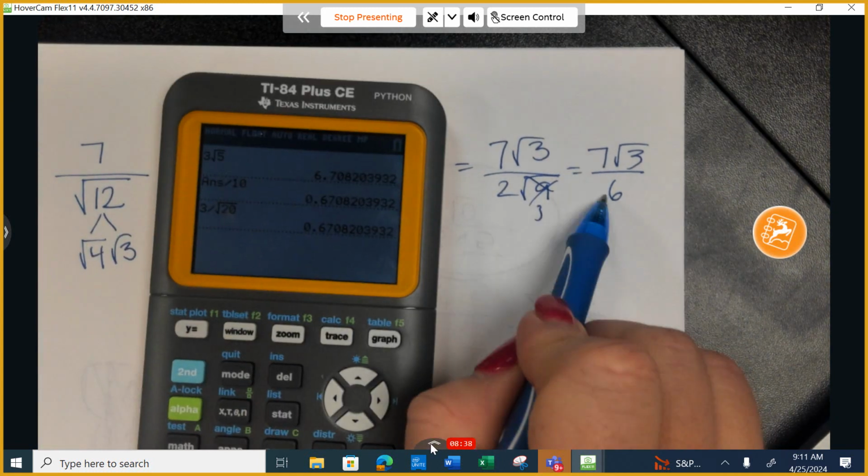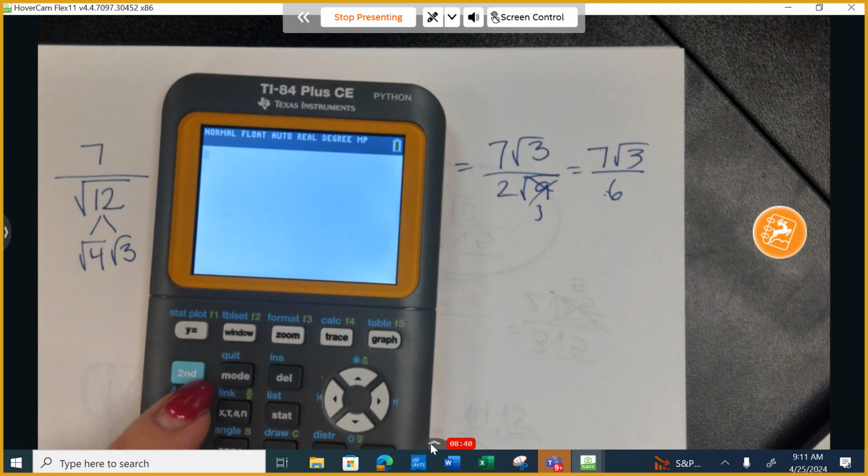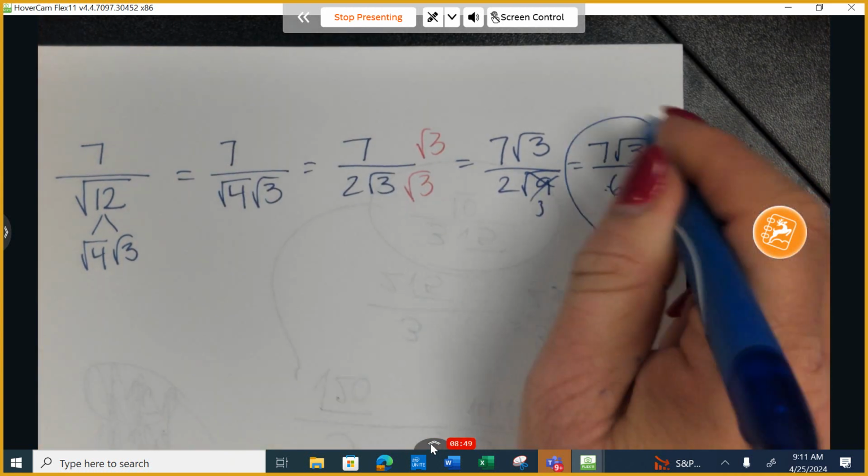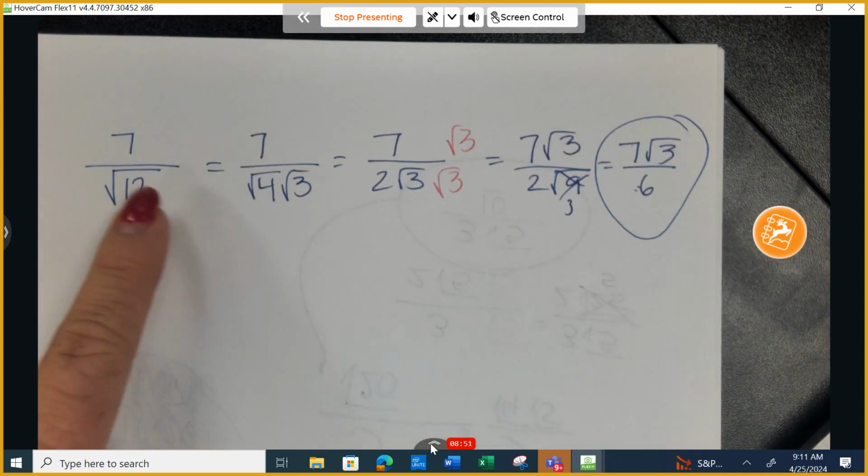How do I know if 7 over 6, the like terms, are in simplified form? If you're not good at simplifying, you're going to hit the alpha and to the right, and I'm going to do 7 over 6. And if we get the exact same fraction, we know it's in simplified form. This is equivalent to this original.